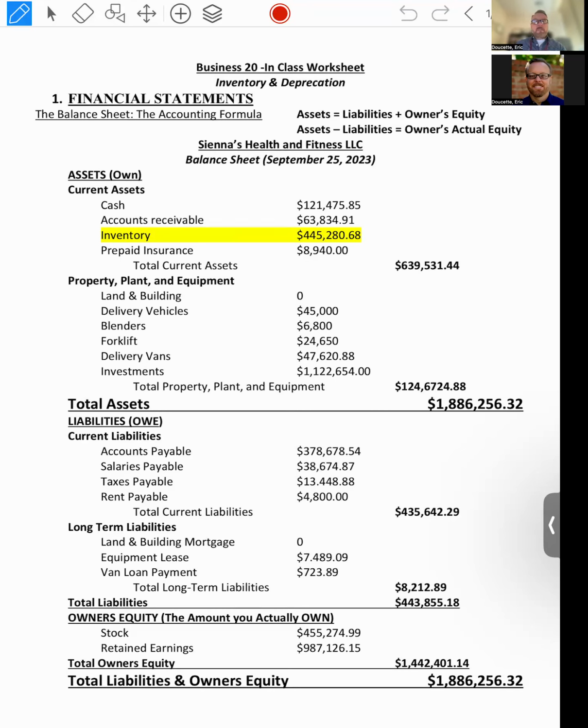And of course, every business operates utilizing three financial statements, which is the balance sheet, the income statement, and the statement of cash flows. In this class, we don't really do much with the statement of cash flows, but we do work out some various calculations for our balance sheet and for our income statements.